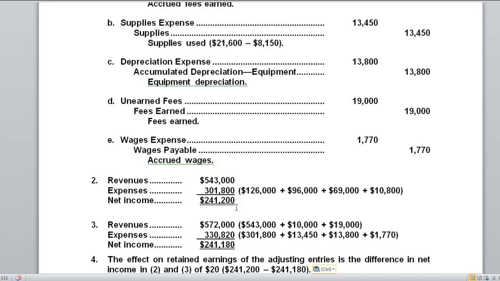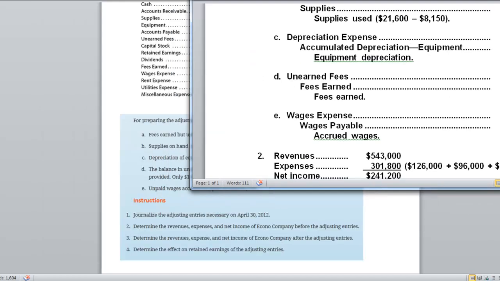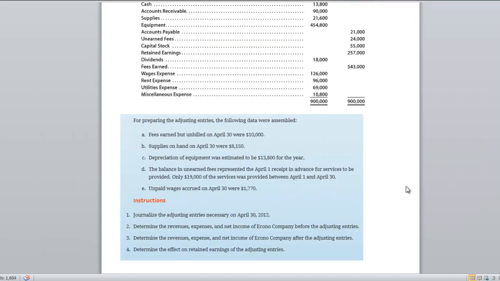But what happened? If we look between the two here, our net income actually went down, and went down by $20, right? So when we make these adjustments at the end of the accounting period, they're necessary, and it's important to make sure that we have the expenses and income for the proper period properly accounted for, and that our balance sheet as of a specific date, we have the proper balances. And that is the reason that we need to make these adjusting entries.